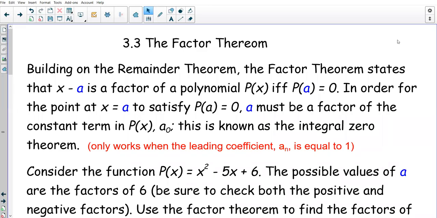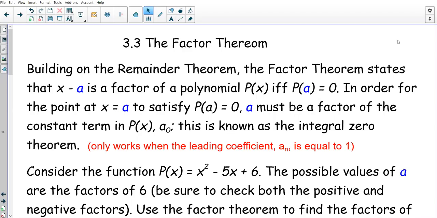Welcome to lesson 3.3 on the factor theorem. So when we work on the factor theorem, we're going to start with what we know from the remainder theorem and build on that. We looked at what happens if we divide a polynomial by x minus a, where x minus a is a factor of that polynomial. We saw that the remainder would be 0.